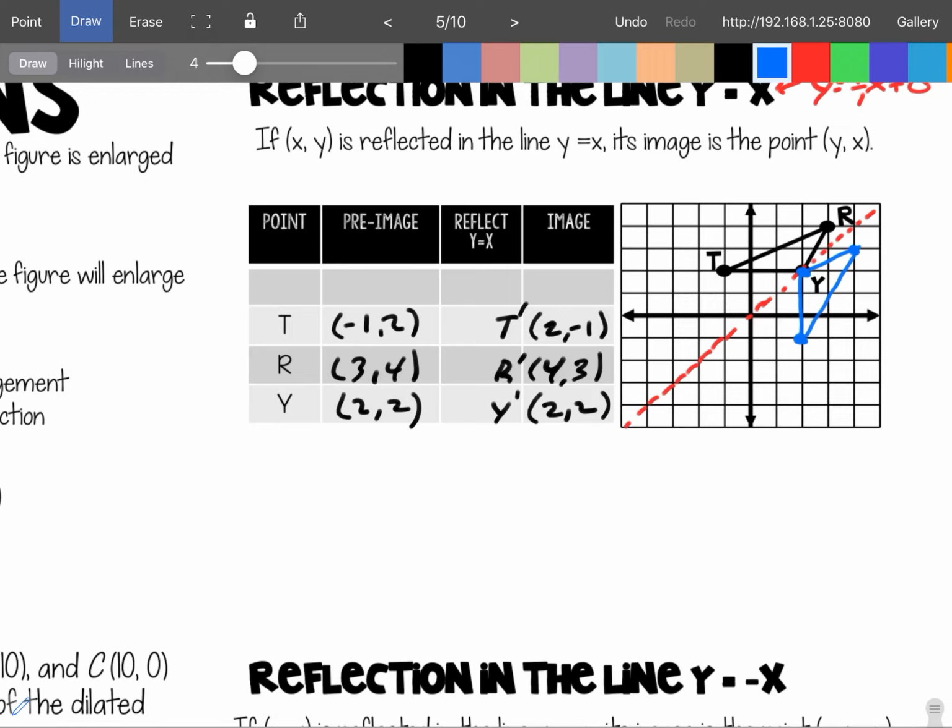And again, this would be T prime down here, and this would be R prime. What you should see is that T is reflected right across this line, y equals x, and it goes to T prime there. This would be 90 degrees right here. And then this distance right here would be the same as this distance right here.